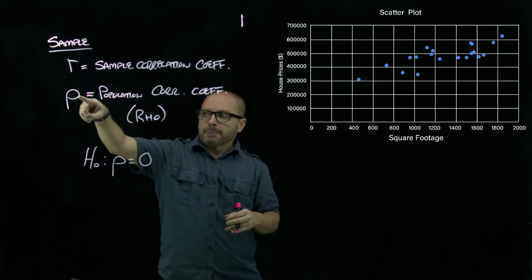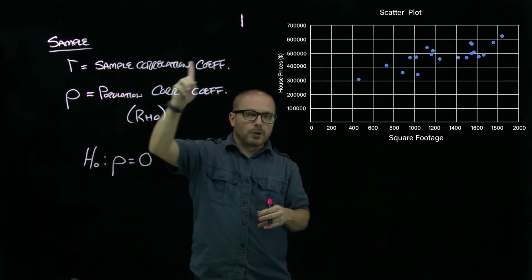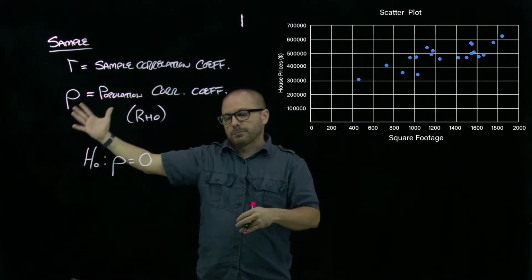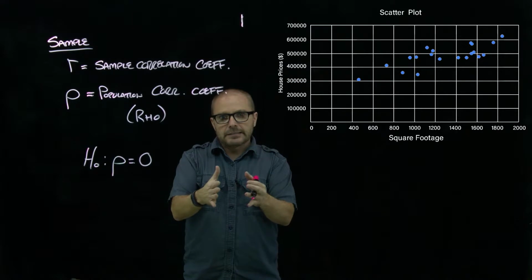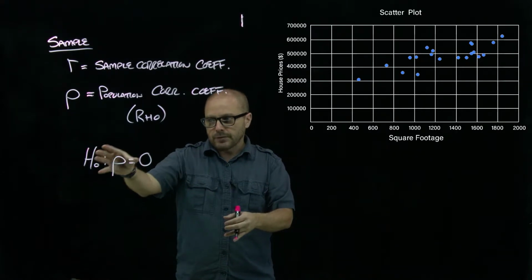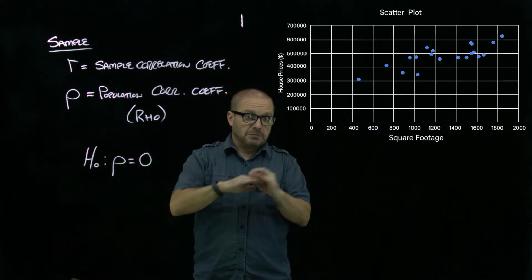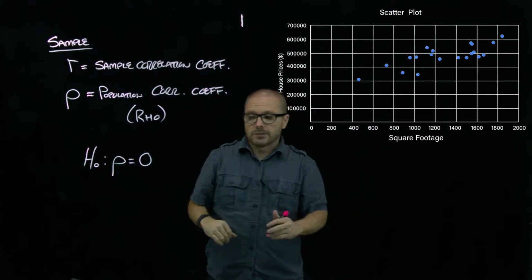Remember, 1 is perfectly linear positive, -1 is perfectly linear negative, and as you move in towards 0, that is less and less correlated. And so that's our null position, that there is no association here.